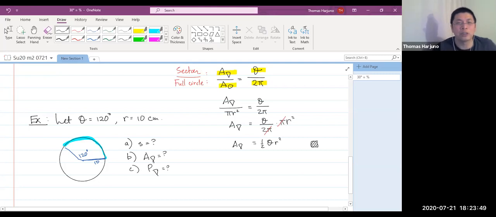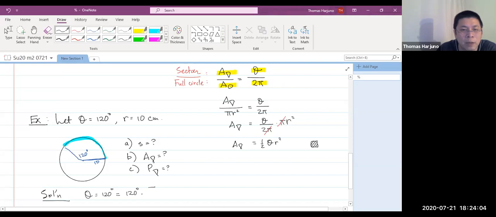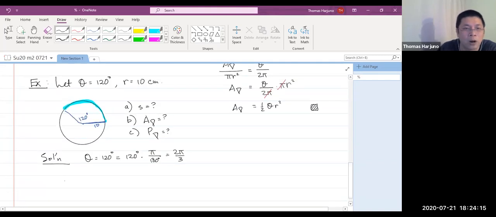Before I actually start any one of them, I need to convert that theta first. So let me do the solution. I need to convert that theta, which is in degrees, first into radians. So multiply by pi over 180 degrees, reduced by 60, that's 2 pi over 3. So part A, the arc length s is theta r, which is in radians, 2 pi over 3 times 10, that's 20 pi over 3 centimeters.